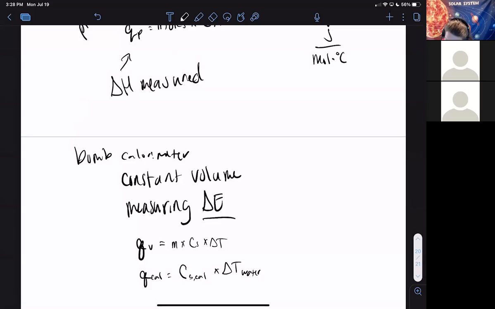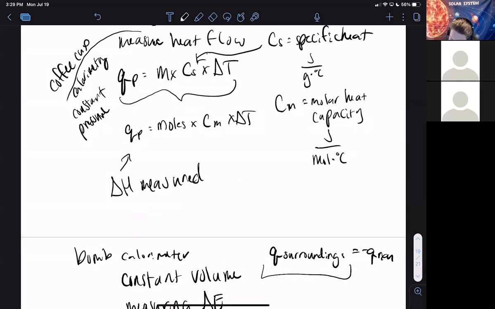And with both of them, keep in mind that a Q of our surroundings is going to be equivalent to the negative Q of our reaction. So whatever we're trying to observe, we're going to actually look at our surroundings to determine our reaction. So in this case, we're usually looking at our Q of our water, because almost all of these, since it's a styrofoam cup, we have to use water. It'll be the negative Q of our reaction.